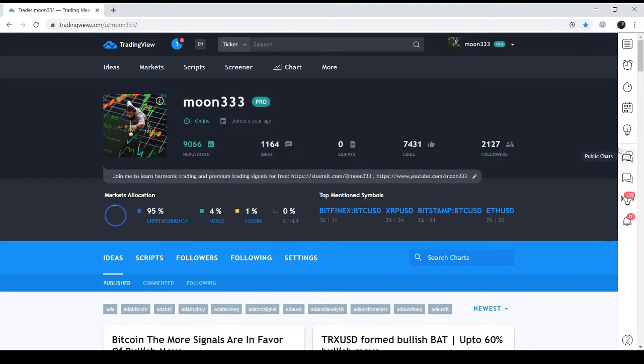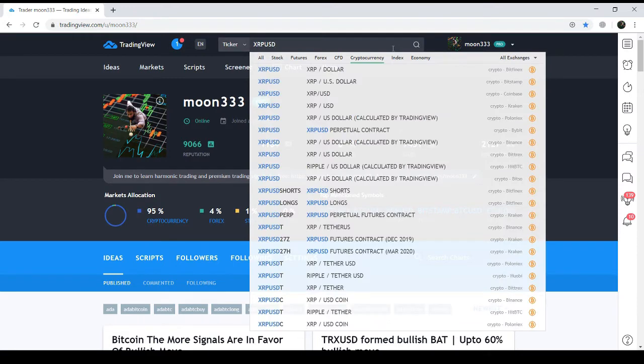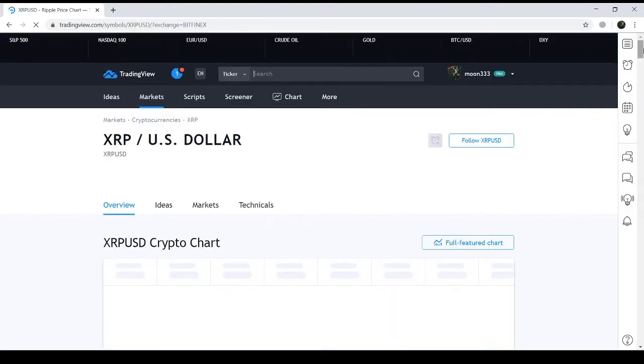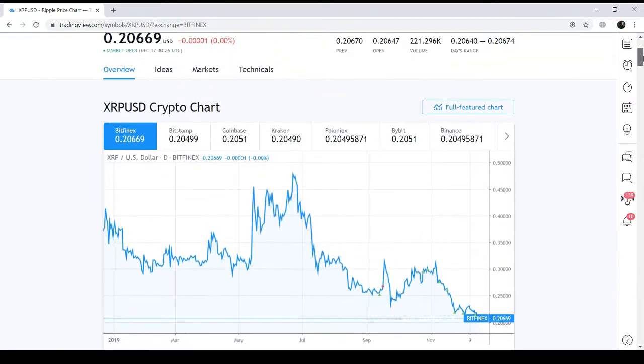First of all, I am really very sorry I couldn't post any ideas for more than a week. I was quite busy. This time, I'm bringing you the XRP idea and its move. It is taking a very good move. Now, let's move to the XRP US dollar, and it will be the day chart. And this is the chart.